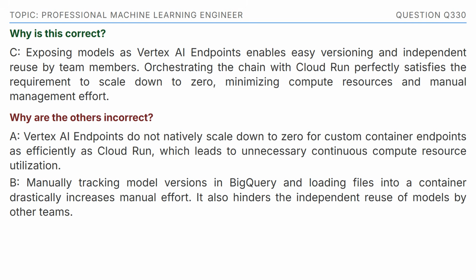A. Vertex AI endpoints do not natively scale down to 0 for custom container endpoints as efficiently as Cloud Run, which leads to unnecessary continuous compute resource utilization. B. Manually tracking model versions in BigQuery and loading files into a container drastically increases manual effort. It also hinders the independent reuse of models by other teams.